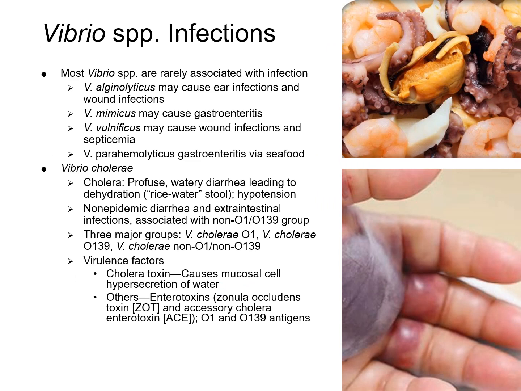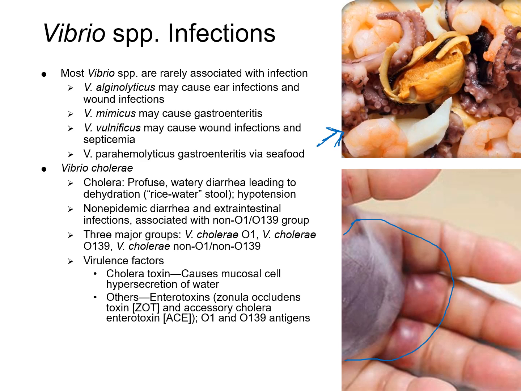With your Vibrio infections, there are a couple of different types of species that have been implicated in different types of infections. For example, ear infections, wound infections, gastroenteritis, and then you can also have Vibrio parahaemolyticus, which causes a gastrointestinal infection through consumption of seafood. So you can see a picture here of that seafood. And of course this would be a type of skin infection here.